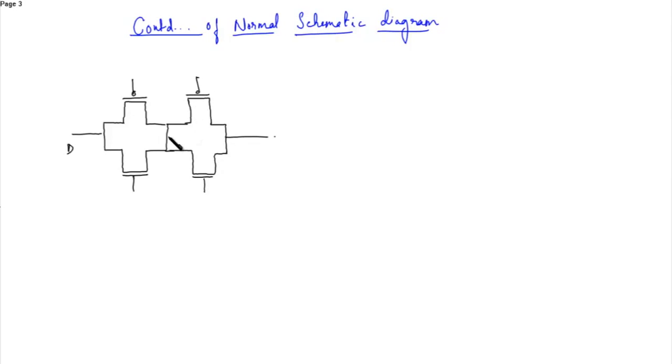Okay, so this point is the X point. This is PMOS 1, NMOS 1, PMOS 2, this is NMOS 2, this is source, drain, and this is again source and drain.